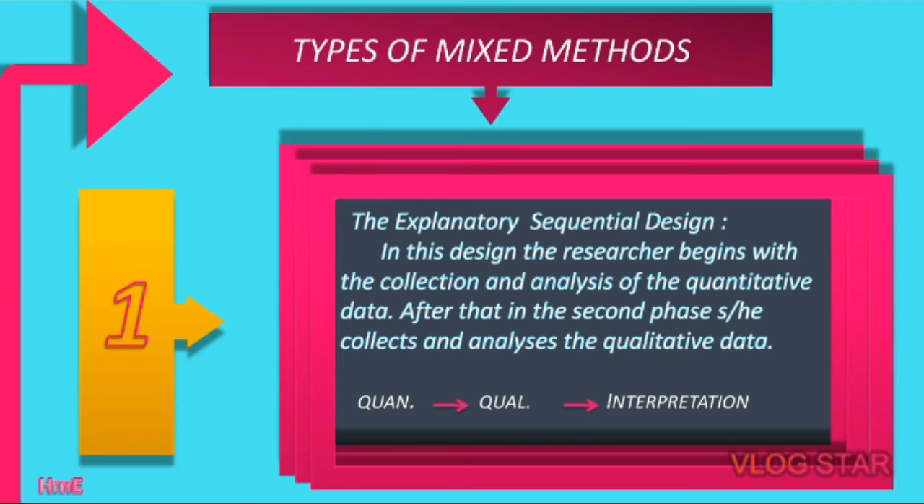So in this type of design, the researcher begins with the collection and analysis of the quantitative data. That means this is the first stage of his data collection phase. In that phase, he first uses the quantitative method to collect the quantitative data. Then he analyzes it. After analyzing the quantitative data, next he employs the qualitative method to collect the qualitative data and analyzes it qualitatively.